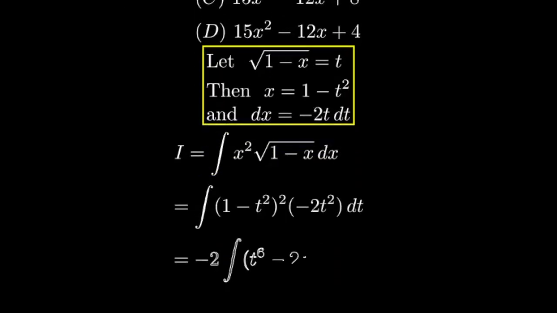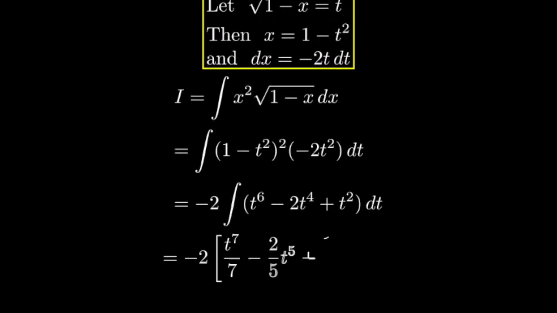Now, let's transform our integral. When we substitute x equals 1 minus t squared, our integral becomes the integral of (1 minus t squared) quantity squared times t times negative 2t dt. Now we can integrate term by term.